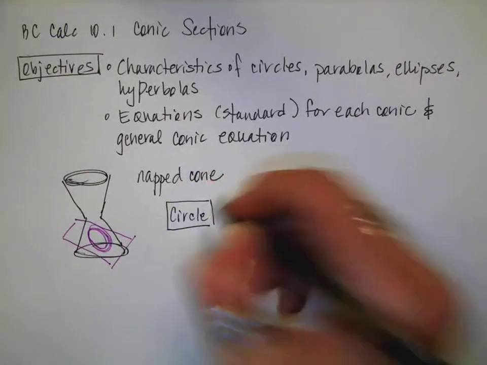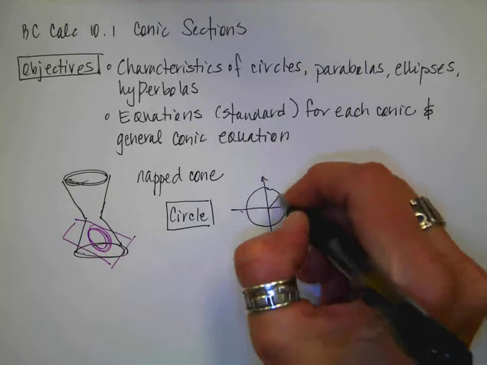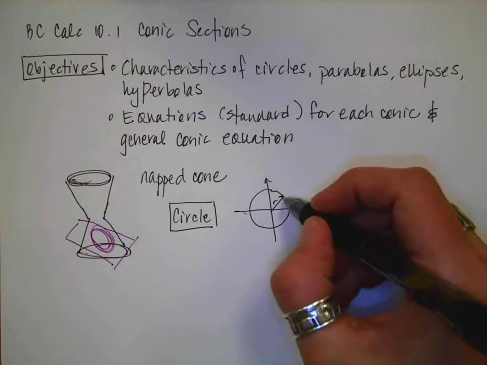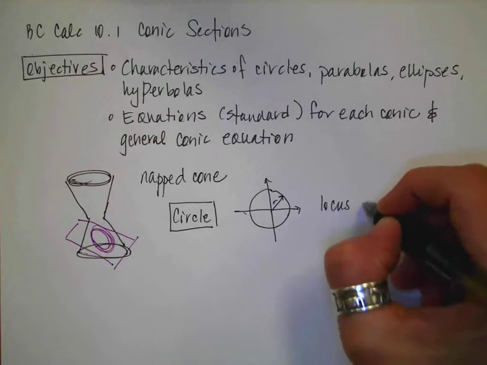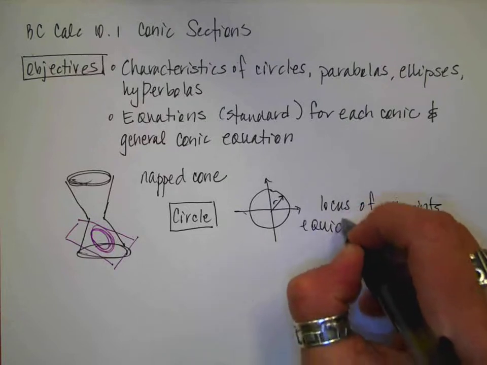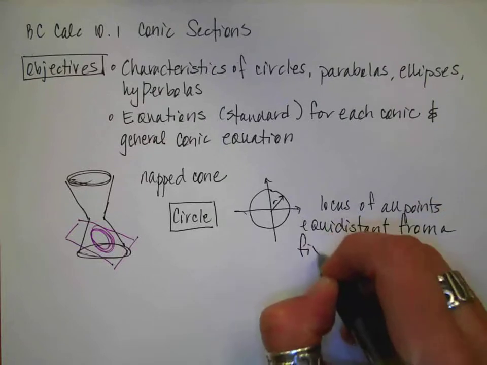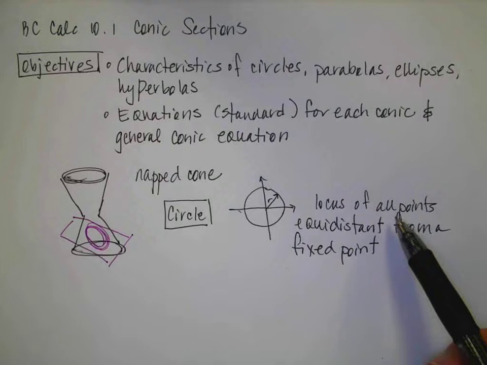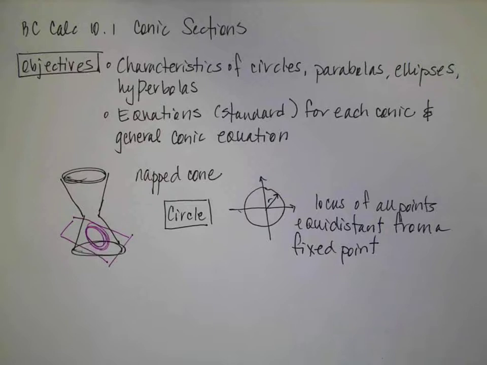So the first one that we want to talk about is a circle. Well, the circle, we all know what they look like. We know that it has a radius that is the same from the center point to a fixed point, which is the outside edge of the circle. So a definition of a circle is that it is the locus of all points that are equidistant from a fixed point. That makes perfect sense, but it sounds really weird. It's just a collection of points, all of whom are equidistant from a fixed point.